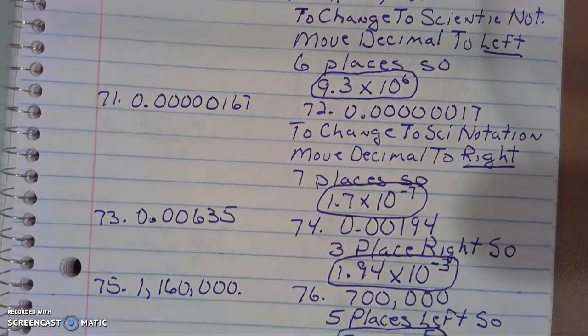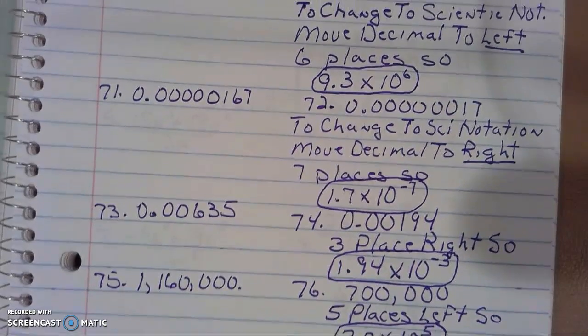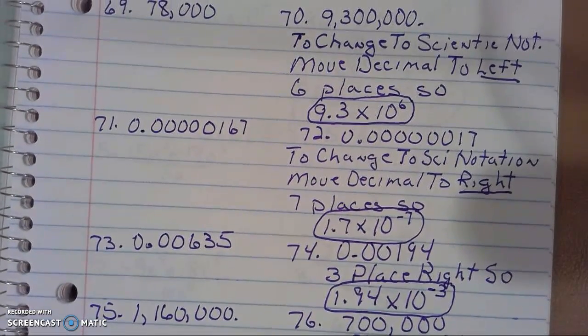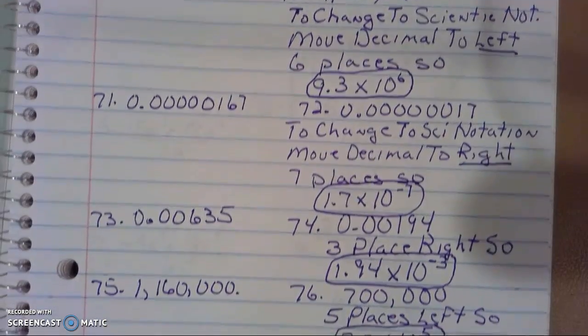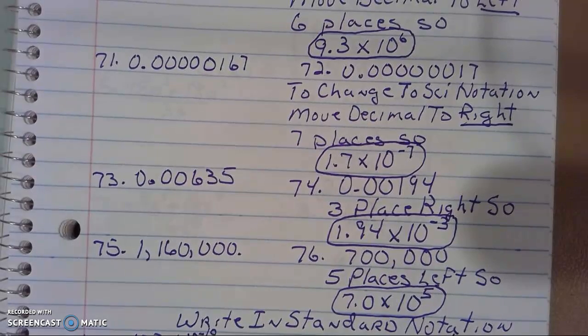Notice 72 and 74 are small numbers. So I'm going to be moving the other direction. On 72, I moved it between the 1 and the 7. That's 7 places. So 1.7 times 10 to the negative 7th. 74, still a small number. So I move my decimal between the 1 and the 9. One non-zero digit to the left of the decimal. 1.94 times 10 to the negative 3rd.